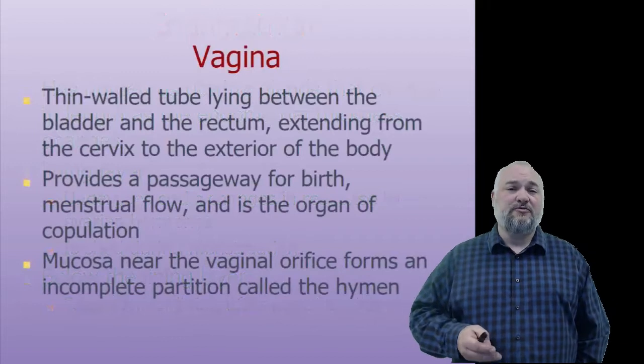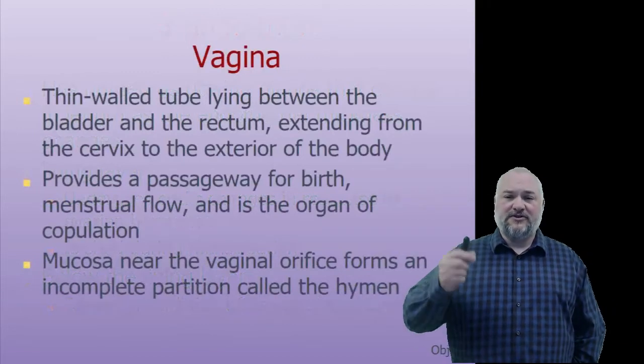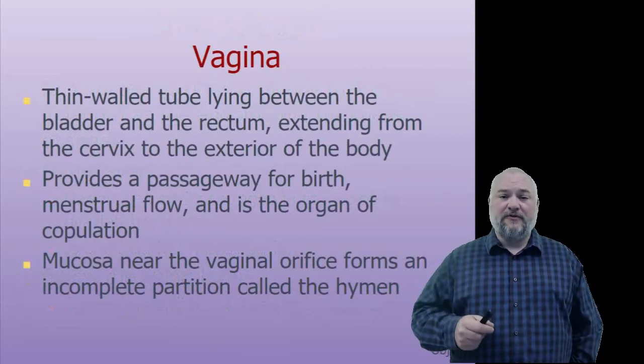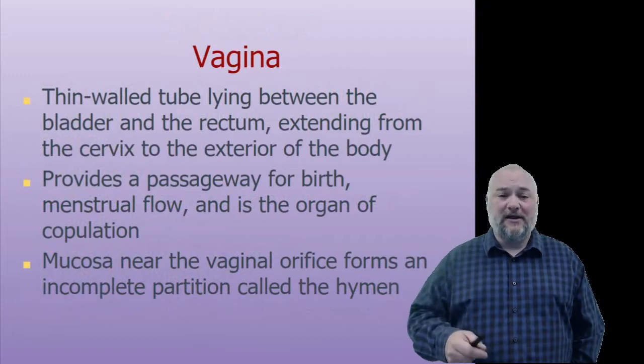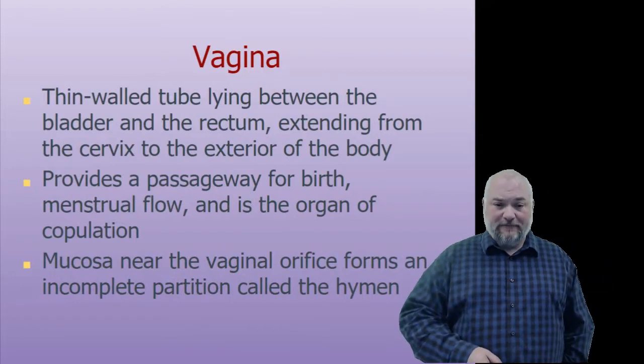Onto the vagina. It's a relatively thin-walled tube between the bladder and the rectum, extends from the cervix to the exterior, and it is a passageway for birth, menstrual flow, and is the organ of copulation. It is designed to be the right size and shape, not only to let the baby out, but also to let the penis in so that sperm can be delivered.